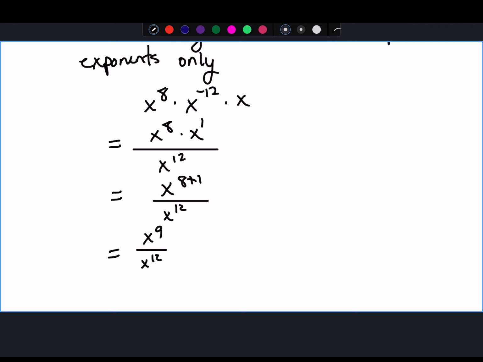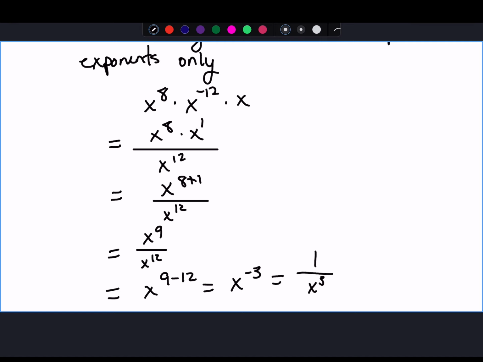And now we have the quotient, right? Which we can subtract the exponents. That's x to the 9 minus 12. And 9 minus 12 is negative 3. Are we done? No. Why not? It's a negative number. We can't have a negative exponent in our final answer. So what can we do with that exponent? We'll move that entire factor to the denominator to get 1 over x to the 3rd.